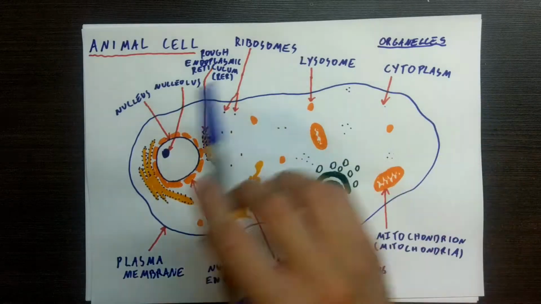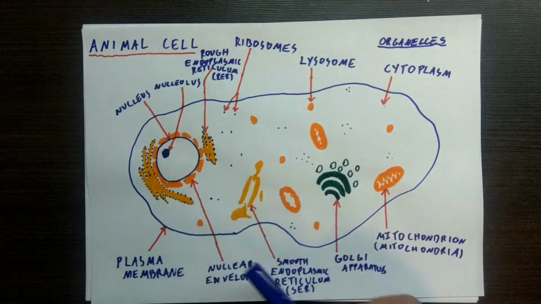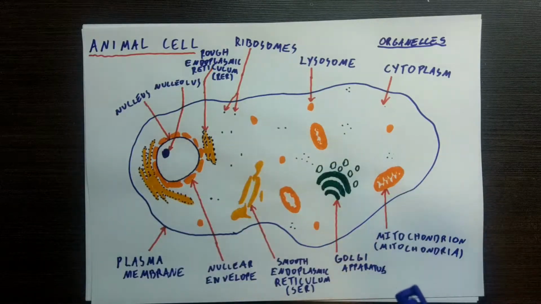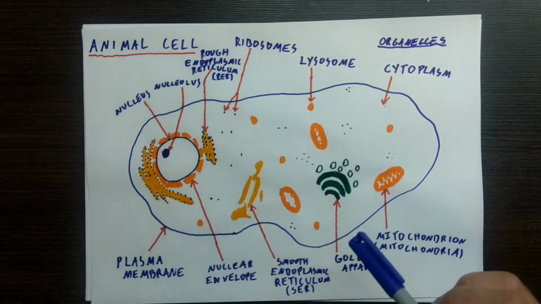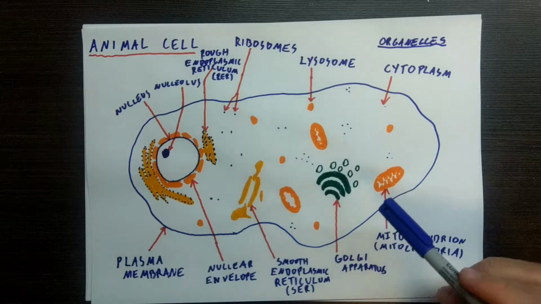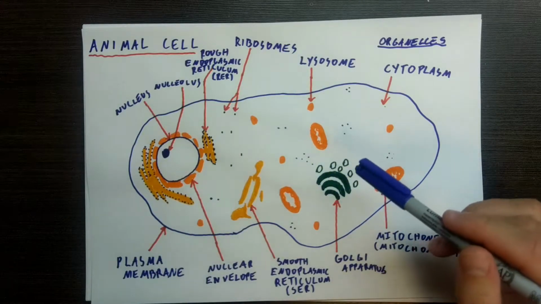Okay, so this is animal cell. These are the organelles that are involved in animal cell. And now, let's move on to plant cells.